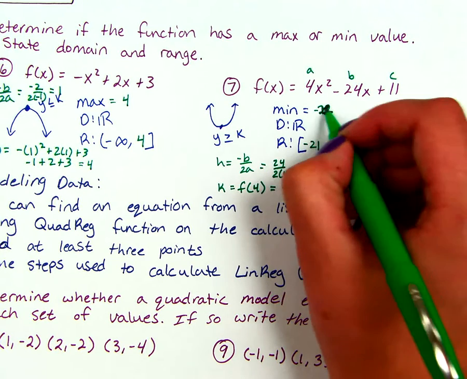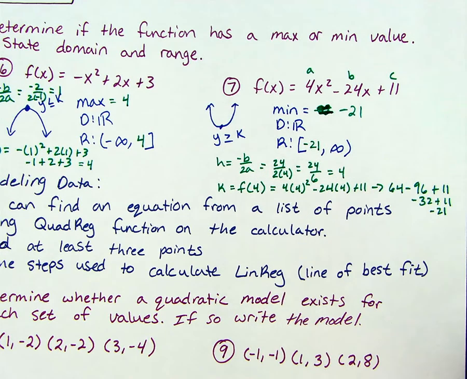Yeah, that's hard to see. Negative 21. And that is going to conclude section 1.